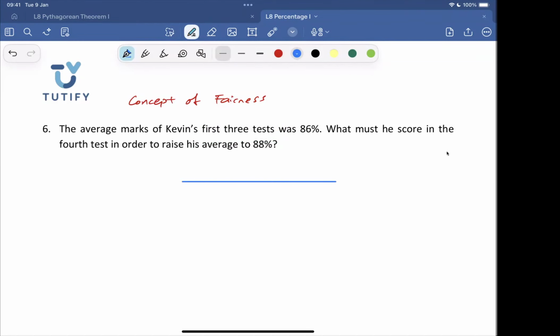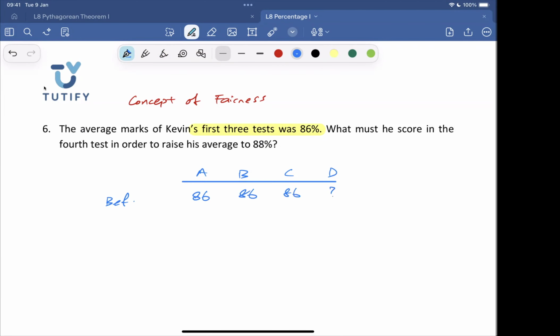You have how many tests? Okay, you have first, second, third, and fourth. Before you took your fourth test, what was the average? 86. Yes, the average of 3 tests, 86. So since the average is 86, everybody has the same number, 86. Same marks.